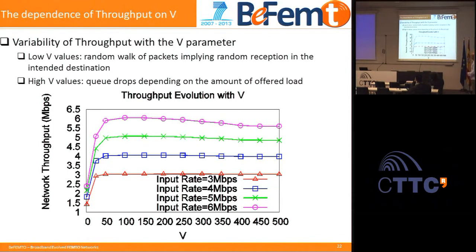But also, as we increase the V parameter, we are giving too much emphasis to the penalty function, and we are getting queue drops, especially in this case for the offered load of 6 megabits. So we do not get the 6 megabits.